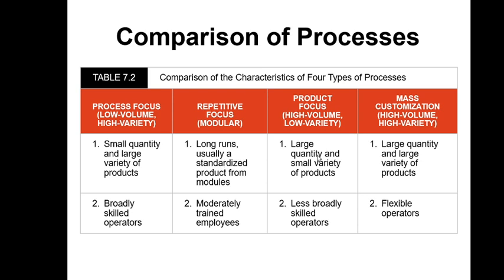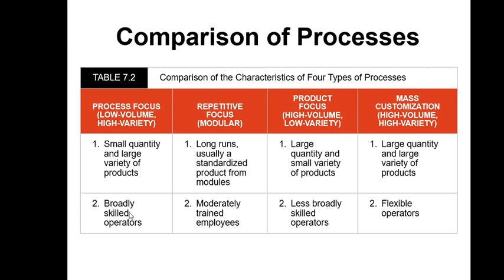Whereas in the product focus, if you still remember, our example was Frito-Lay. In the product focus, it's of course high volume but low variety, and that's why the quantity here is large. But the quantity in the mass customization is also large, and also the variety is large. That's why it's high volume, high variety, like we are reviewing again, making a review. But here, if you still remember, I also mentioned that during our discussion last lecture.